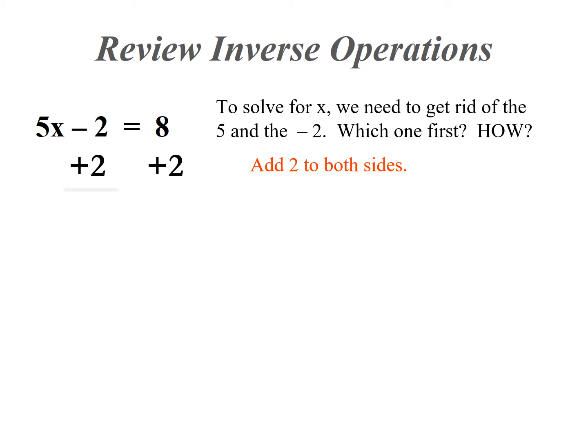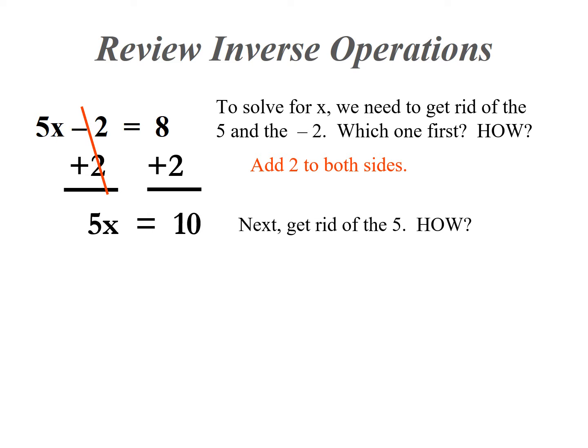Okay? That looks like this. The negative 2 and positive 2 cancel each other. And on the right side, you get 10. So you end up with 5x equals 10. And now we're moving from addition and subtraction to multiplication or division. Well, which one are we going to do to get rid of the 5? Well, the 5 is multiplying the x.